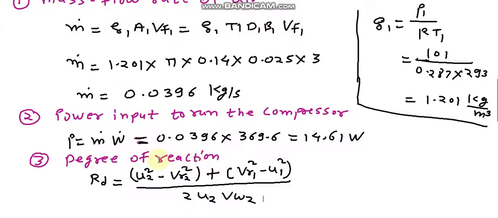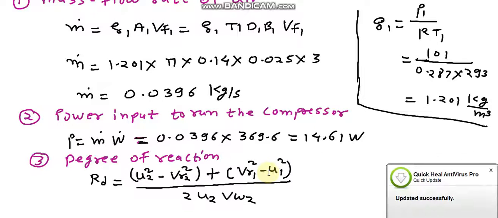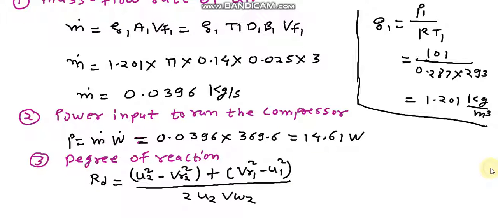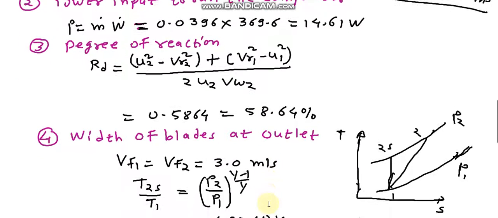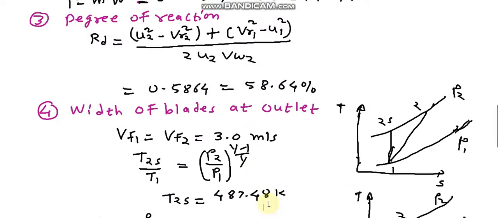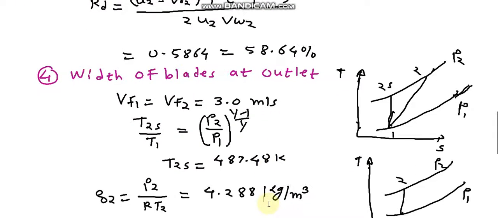Now the third one is degree of reaction. The formula is (U2 minus Vr2 square plus Vr1 minus U1 square) upon 2 U2 Vw2. U2 and U1 we get from pi D1 N by 60 and pi D2 N by 60. We will get these values. Vr2, Vr1, Vw2 we will get from the combined velocity triangle. If you put all these values in the degree of reaction formula, we get degree of reaction is 58.64%. Now we find the last one, the width of blade at outlet.